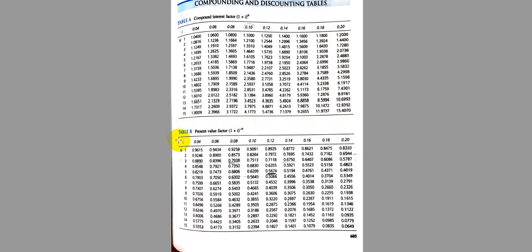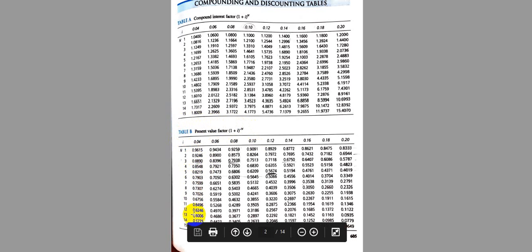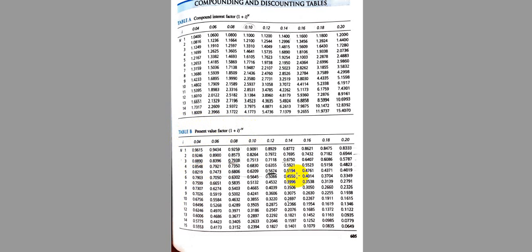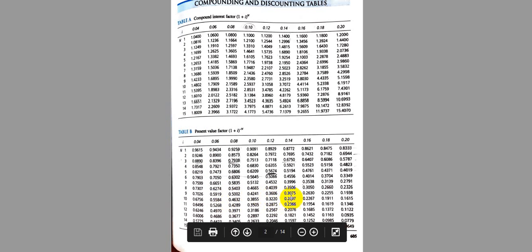On the other hand, in table B, with the present value factors, you will find none of the factors has an amount more than 0.9615. All the amounts are below 0.9615. Here, for example, 0.3075, here 0.1619, and so on.